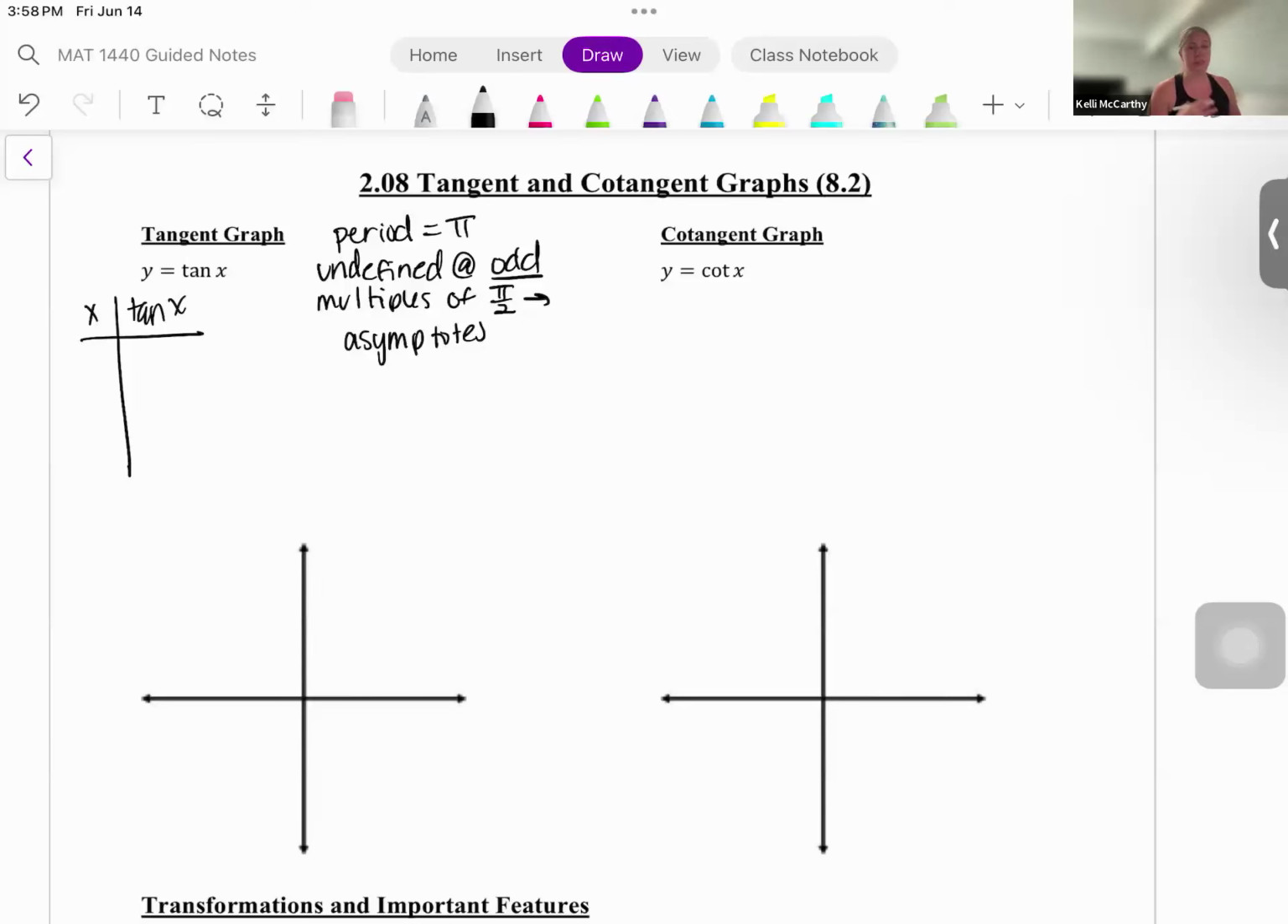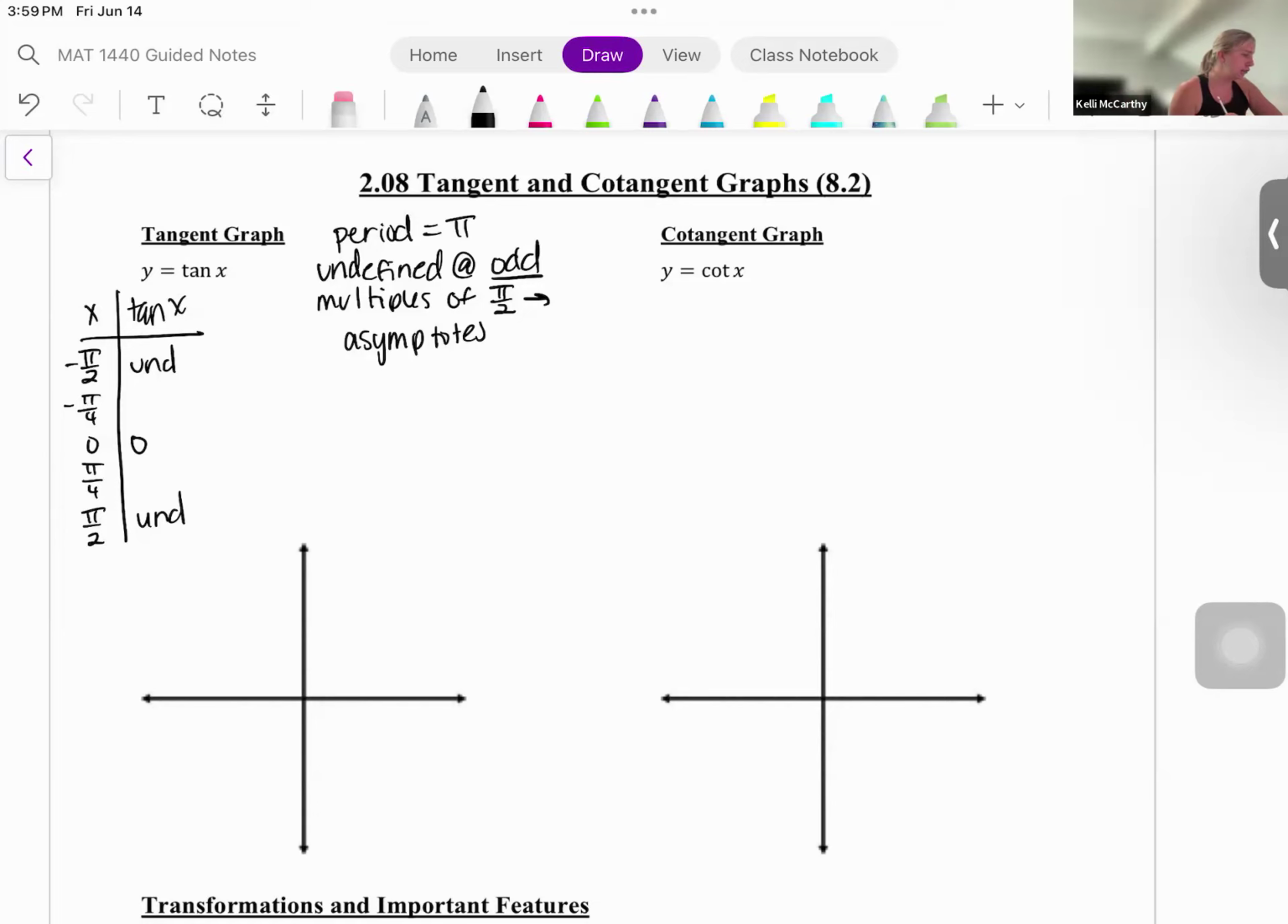All right, so we're going to start with our landmark points for tangent. We're going to keep with 5, but 2 of them are going to end up resulting in our asymptotes. So we're going to start at negative pi over 2, go to negative pi over 4, 0, positive pi over 4, and positive pi over 2. Tangent's going to be undefined at both negative pi over 2 and positive pi over 2. And tangent of 0 is 0. We just went through that.